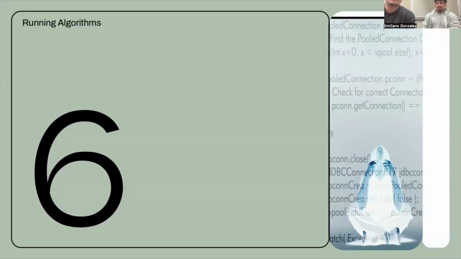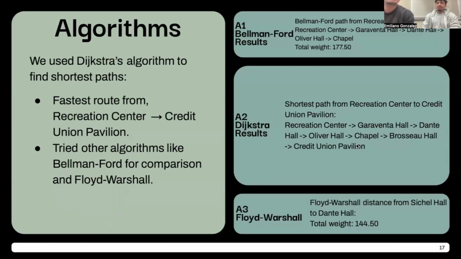So, running algorithms. These are the different algorithms that we took into account for our project. We used Dijkstra's algorithm to find the shortest paths, for example the fastest route from the Rec Center to the Credit Union Pavilion. And then we tried other algorithms for comparison, like Bellman-Ford and Floyd-Warshall. When we ran the algorithms with the same source and target, for example Recreation Center to the Credit Union Pavilion, they gave the same results for each algorithm.